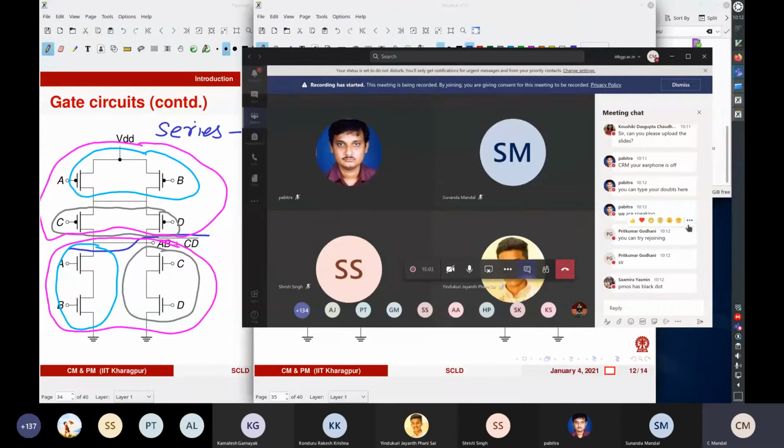Okay, so you can see that there is a visual difference: the PMOS transistors are represented with a black dot at the gate. Okay, I mean this is not the only way to represent a PMOS transistor, but this is one of the conventions. All right, this is one of the conventions. You can follow this convention. All right.